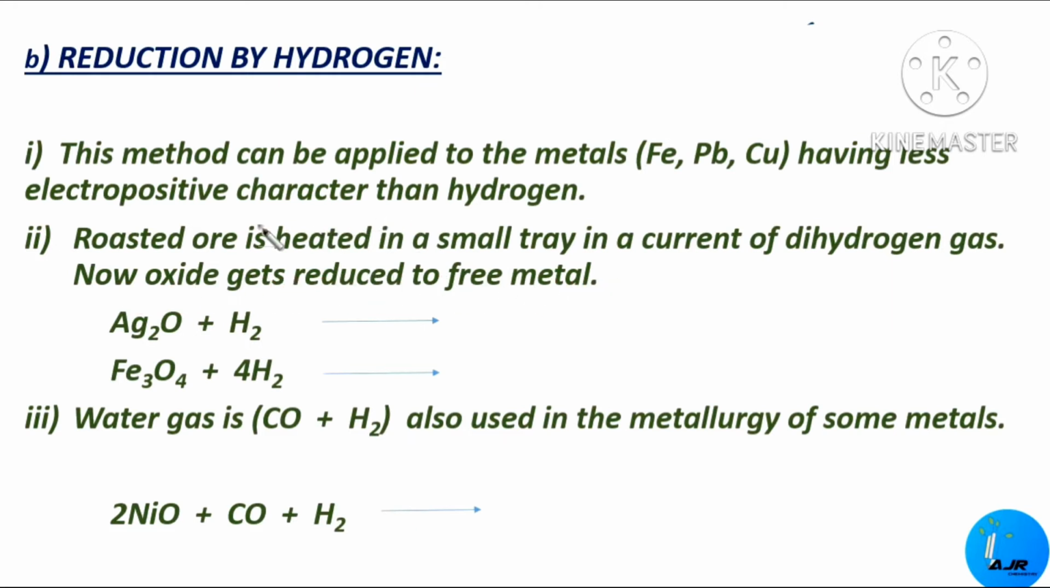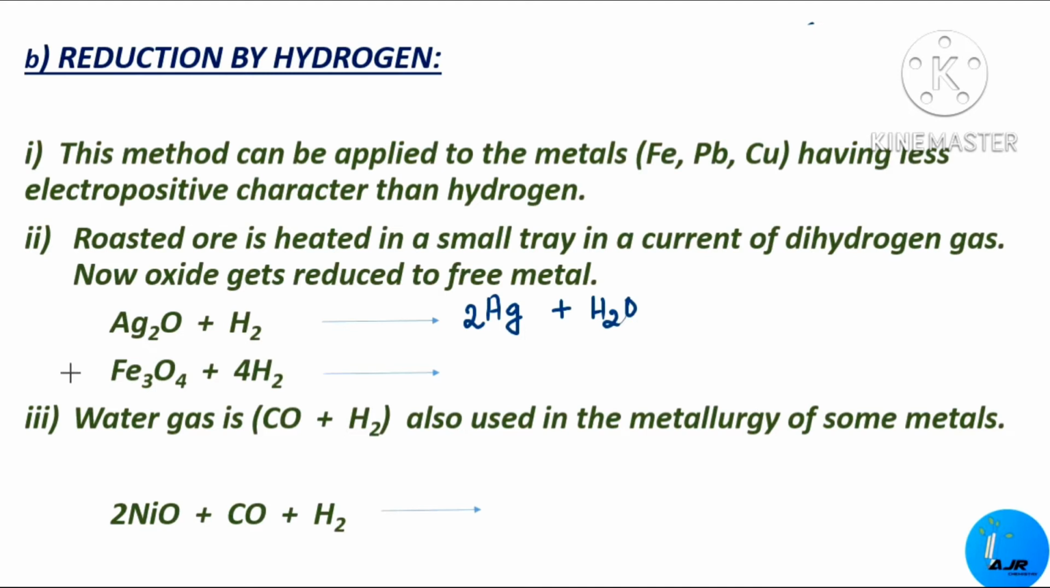When the oxide of the metal is heated with hydrogen, dihydrogen gas, we get the free metal. Now silver oxide Ag2O is taken and it is heated with hydrogen and obviously we get silver, the free metal, plus water. So how many silver? 2 here, isn't it? So 2 Ag plus H2O.